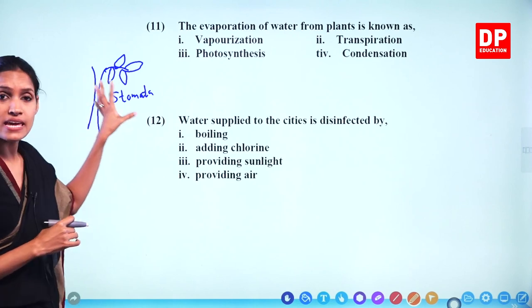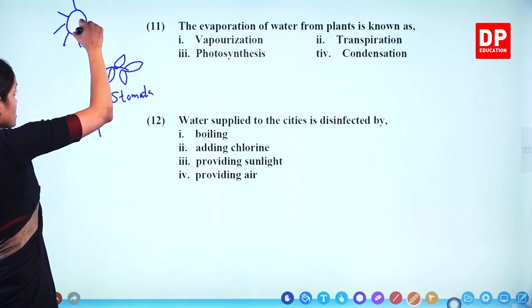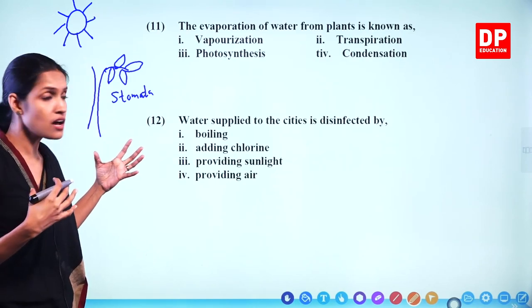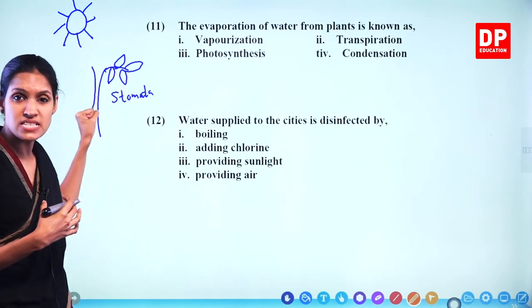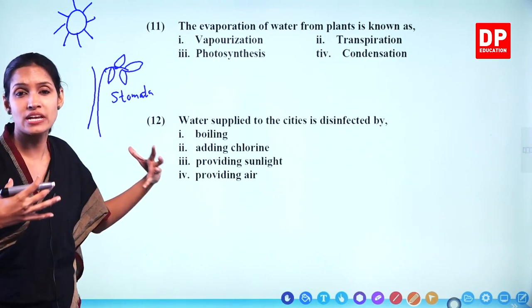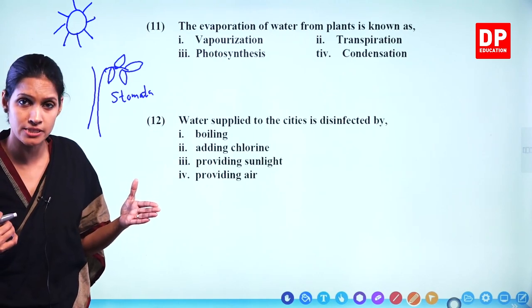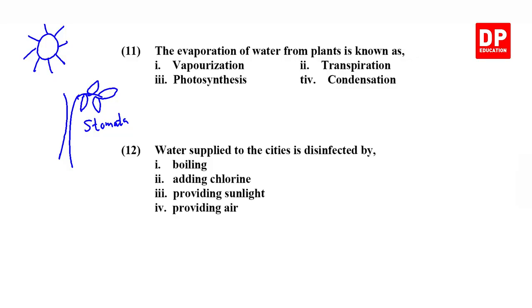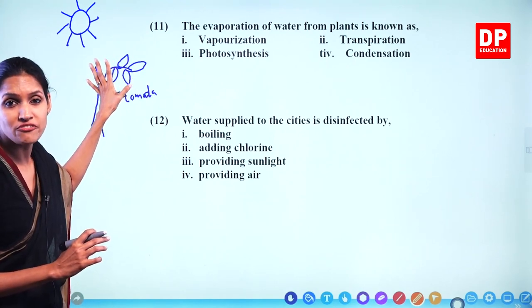So during the daytime, what happens, children? Because of the presence of sunlight, because of the sun's heat, this plant body gets heated up. Therefore, the water present inside the plant body absorbs this heat. And then what happens? They evaporate. Evaporate means this liquid water turns into gaseous water or water vapor. Understand? So inside the plant, water is present and it gets heated up. Therefore, from liquid water, it changes into water vapor.